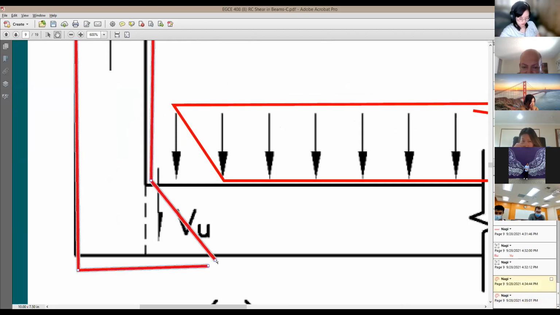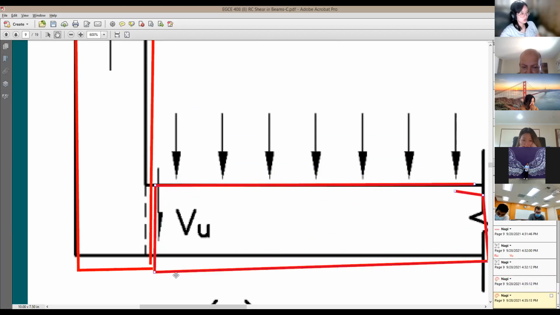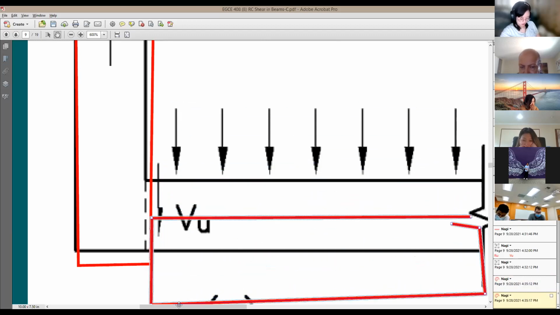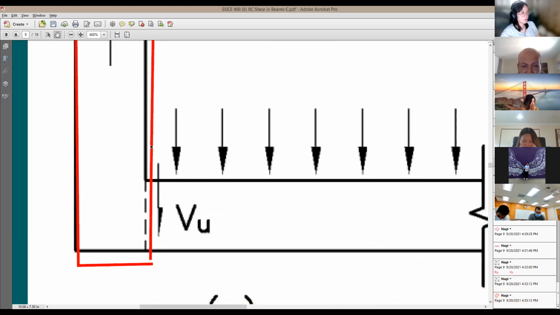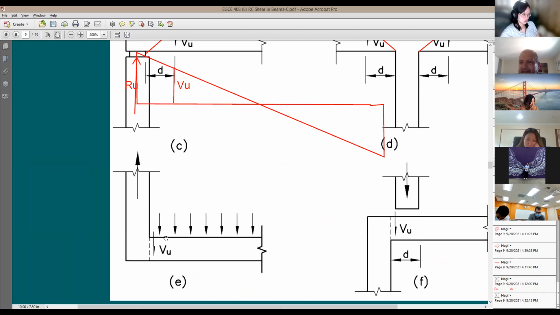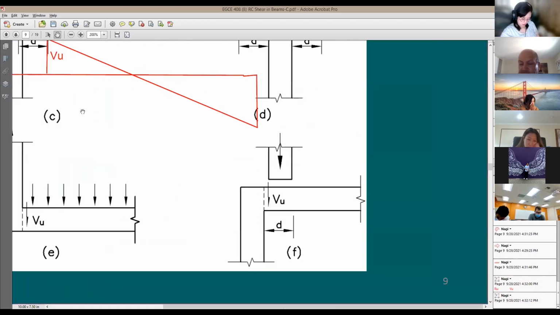So it will never happen like this. The critical section for shear in this case, and the shear mode of failure, is going to happen at the face of support like this. And this section of the beam is going to be just coming down like this. So in a case like this, the critical section for shear is going to be right at the face of support, not at a distance. Do you have another case?